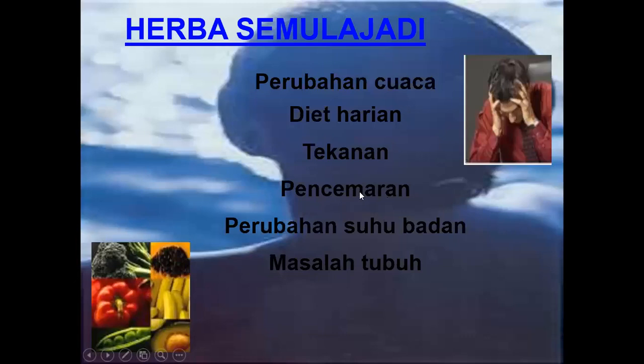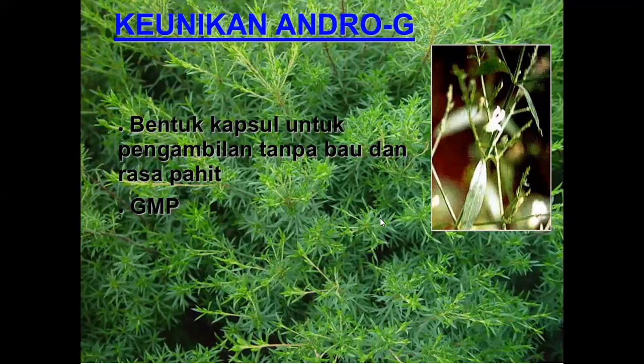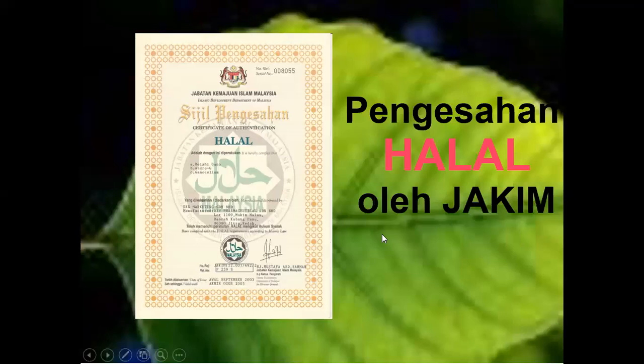Nowadays, natural things will help you in so many ways. We have a lot of different diets, environments, pressure, pollution, heat, body heat, and body pain. Andro G can help you with this. The one DXN produces is 100% Andro G. It can reduce body heat. It has no smell, but it is very bitter. We don't add any chemicals, preservatives or coloring. It is fully halal and approved by JAKIM.